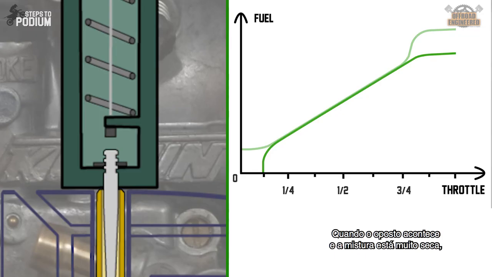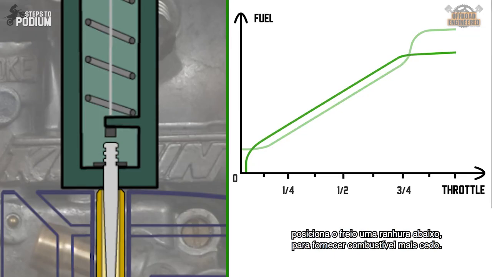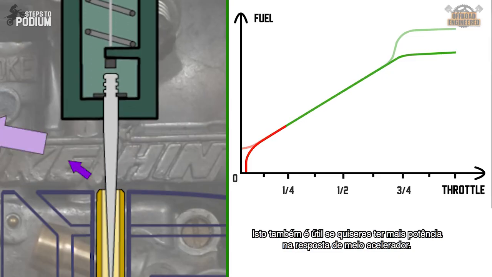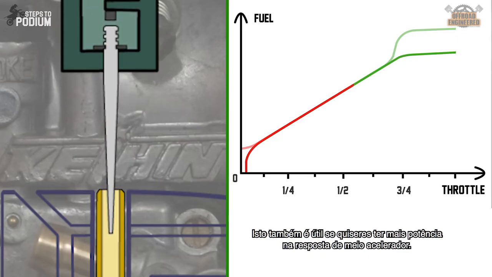When the opposite happens and the mixture is too lean, place the circlip a groove lower to make the mixture richer sooner on the mid-throttle response. This can be useful if you want more power on mid-throttle applications.